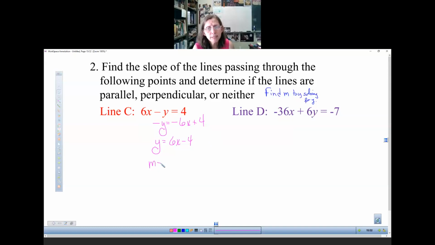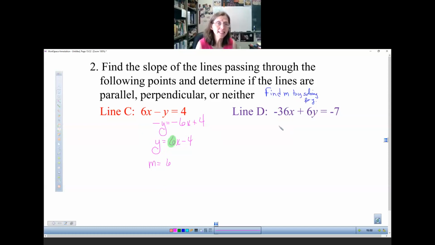The slope of this line is, again, this number that is in front of my x. So here is my slope. So the slope of this line is 6. Okay?